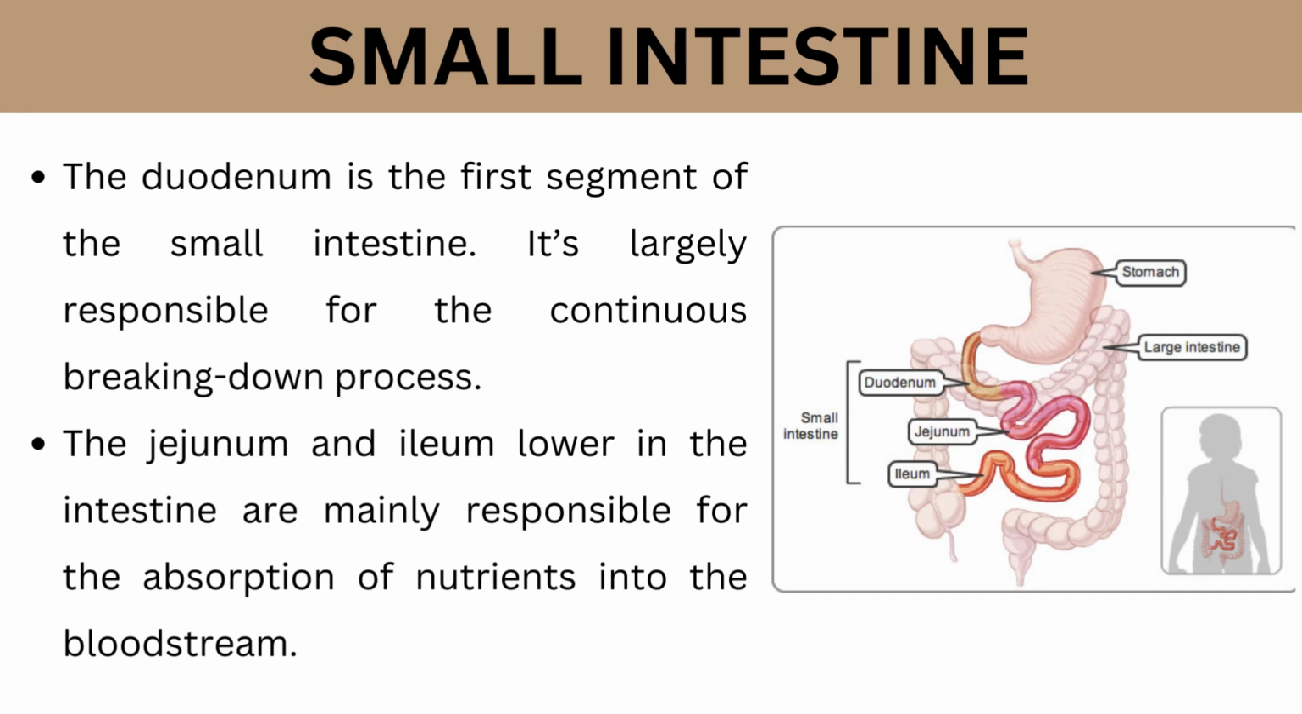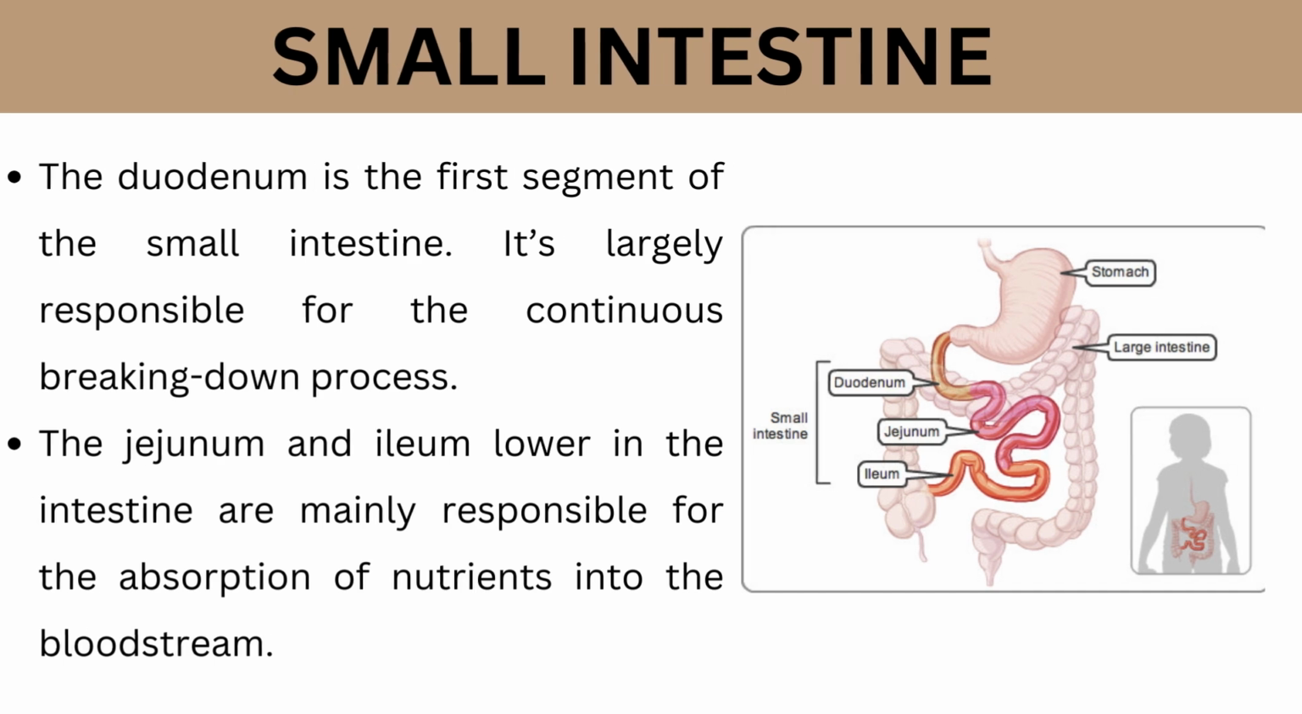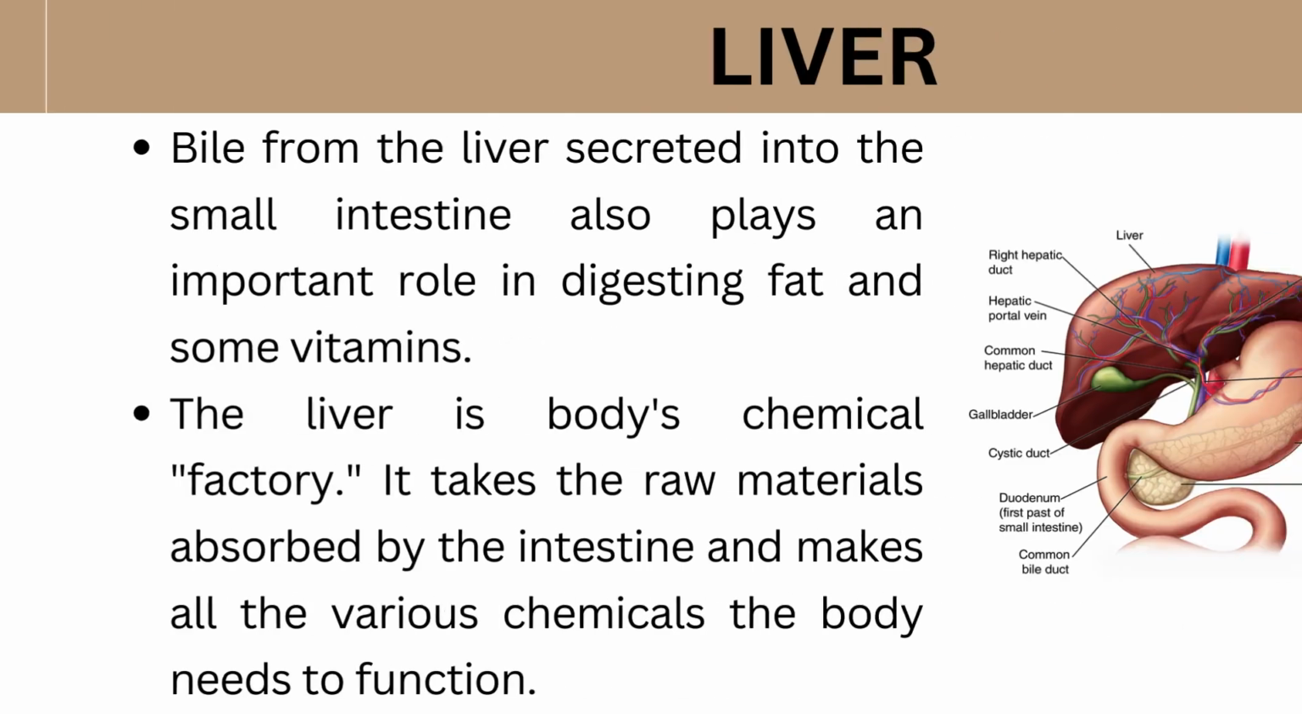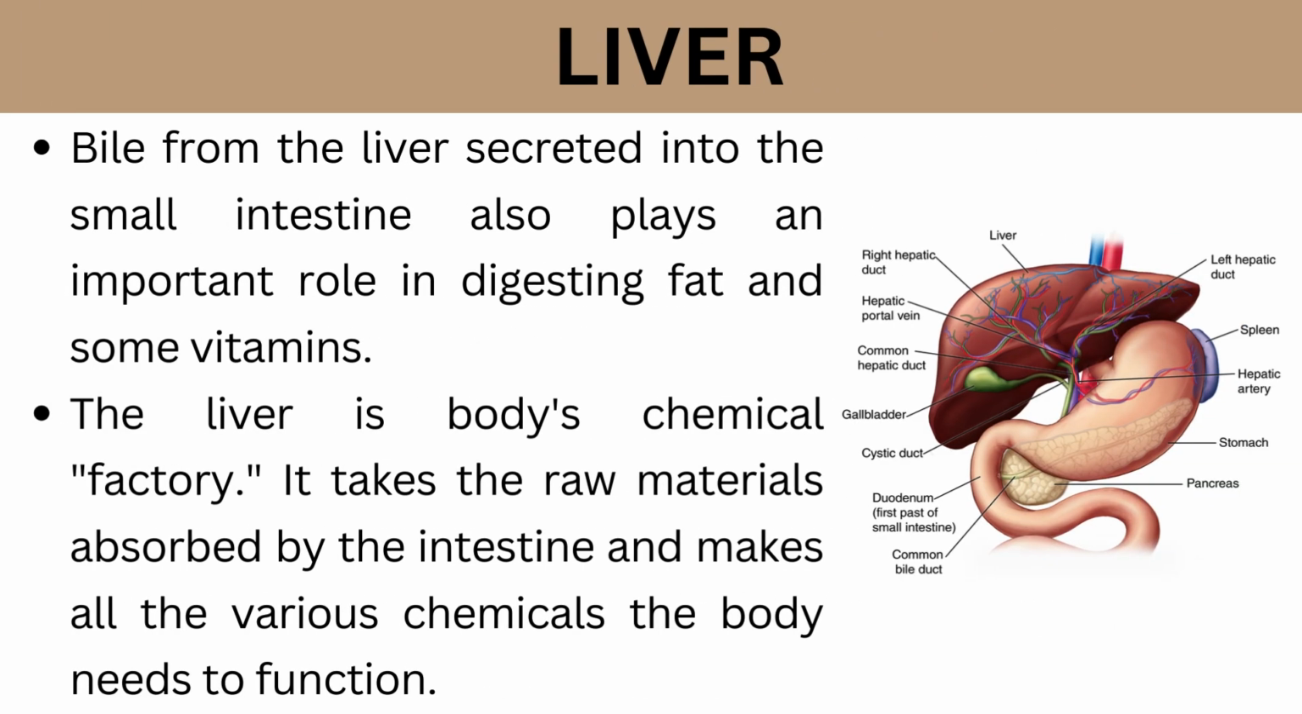The jejunum and ileum, lower in the intestine, are mainly responsible for the absorption of nutrients into the bloodstream. The pancreas secretes digestive enzymes into the duodenum that break down protein, fats, and carbohydrates. Bile from the liver, secreted into the small intestine, also plays an important role in digesting fat and some vitamins.